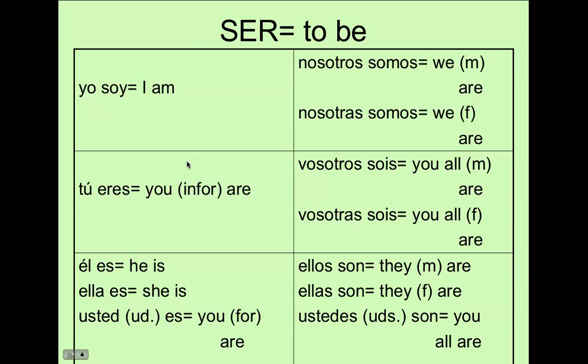For ellos, ellas, and ustedes, they are and you are, plural you, I'm going to use son. And again, since there's 3 different subject pronouns, I have to put the subject pronoun with the form of ser, with the son. Ellos son is they are if it's a group of males or a mixed group. Ellas son is they are if the group's all female. And ustedes son is you all are. And again, that's used everywhere but Spain, and in Spain it's used for formal groups.